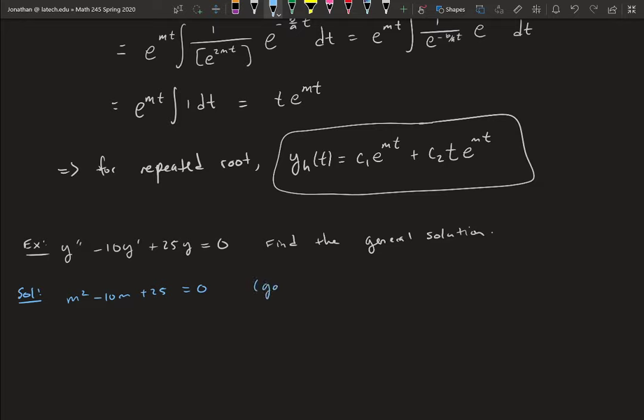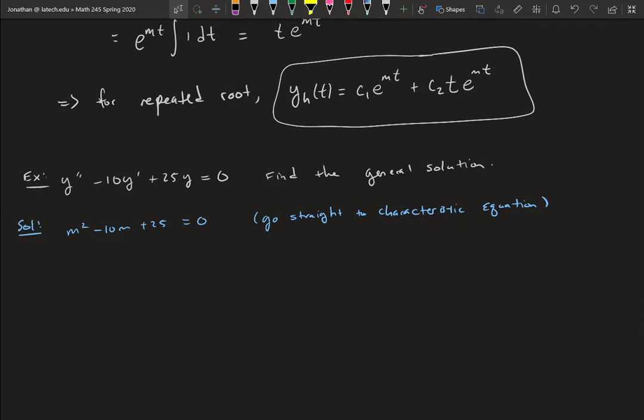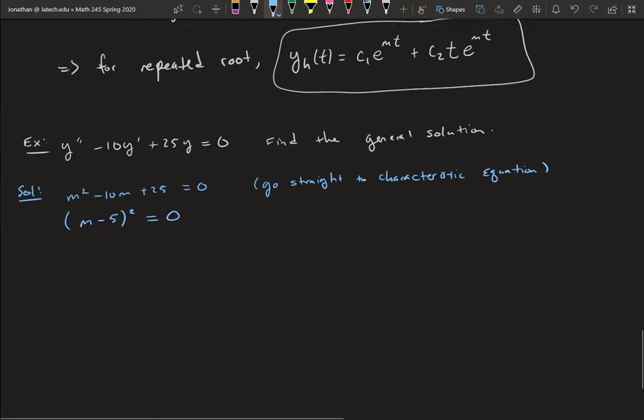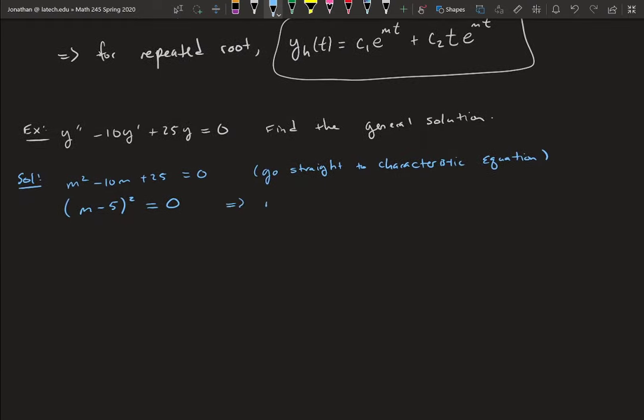So we go straight to the characteristic equation, and that is going to factor as (m minus 5) squared equals 0, which tells us that m equals 5 is a repeated root.